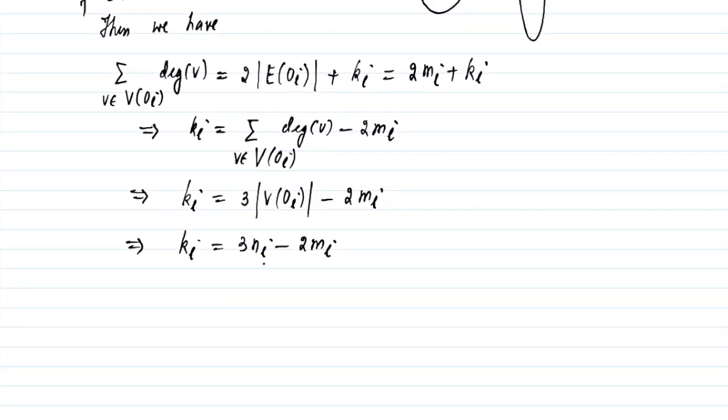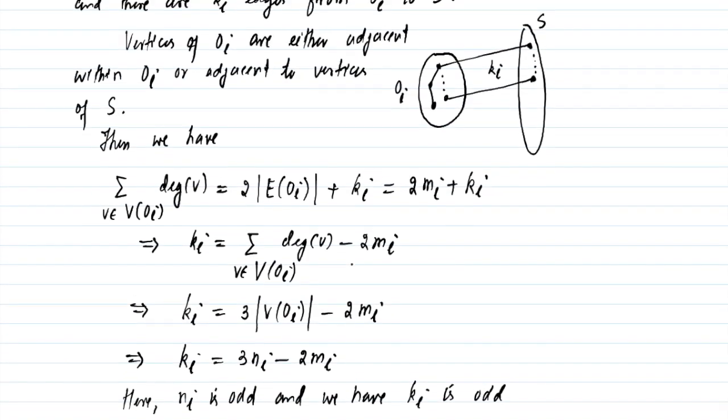Now here in this situation, Ni is odd. Note that Ni is odd and 2Mi is even. Ni is odd because this is the order of an odd component Oi. So this implies that Ki is also odd. Because if Ni is odd, then 3 into Ni is odd, and odd minus an even number is an odd number. So that means Ki is an odd number.